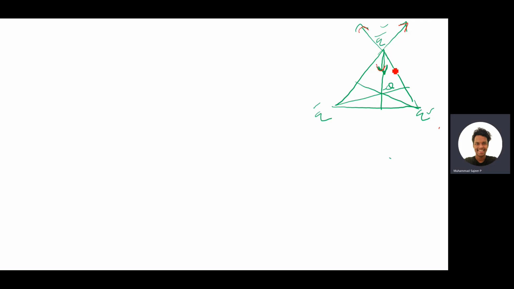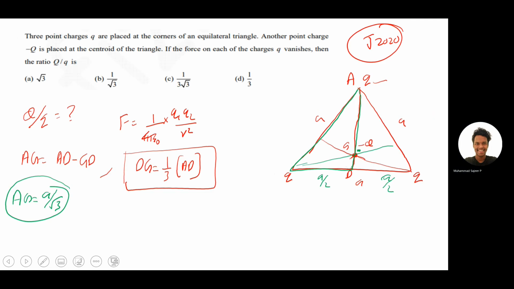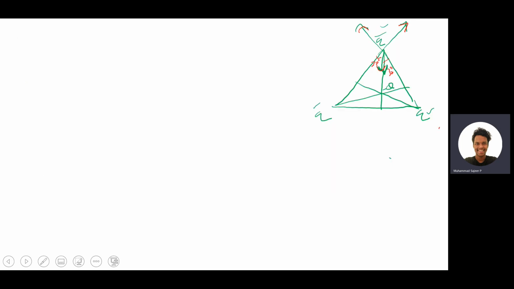This and this. Since it is an equilateral triangle, this will also be 30 degrees. This is also 30 degrees, right? Both will be 30 degrees. Now, as they have mentioned in the question, the force on the charge Q vanishes, so it should be 0. So I will just write the force equation at this Q.